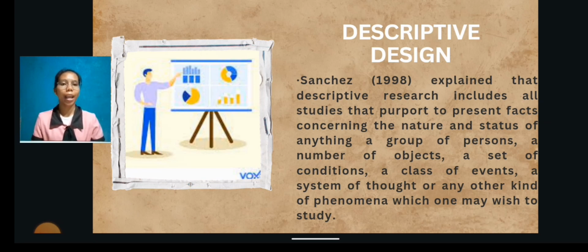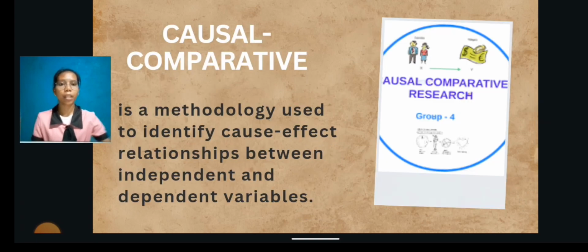In descriptive design, it is the most commonly used method to investigate in educational research because it is easier to conduct as compared to other designs. The next one is the causal comparative design. Causal comparative design is a method used to identify cause-effect relationship between independent and dependent variables.